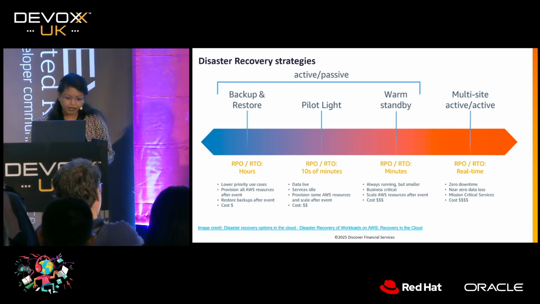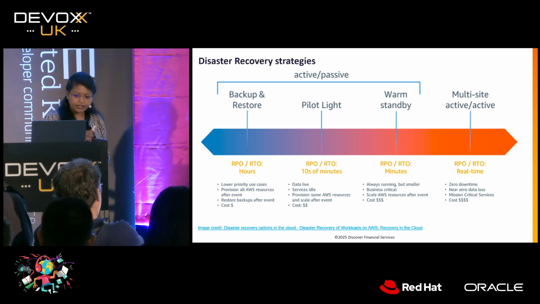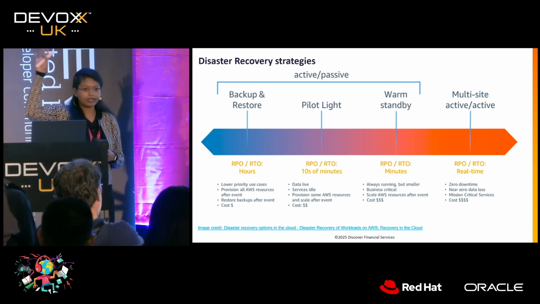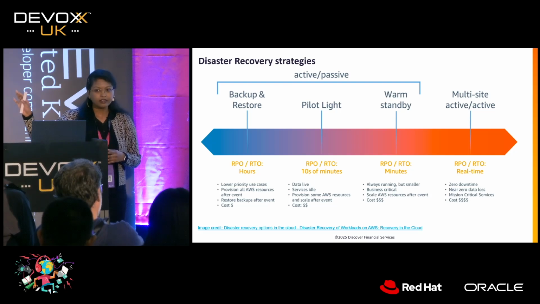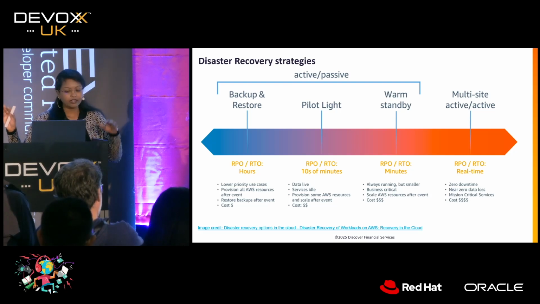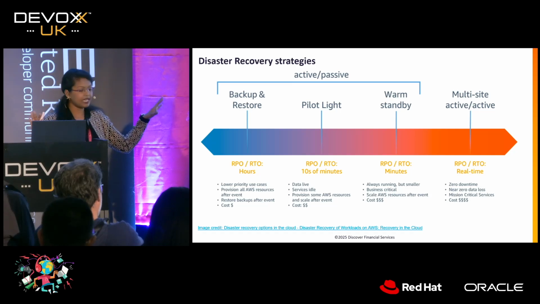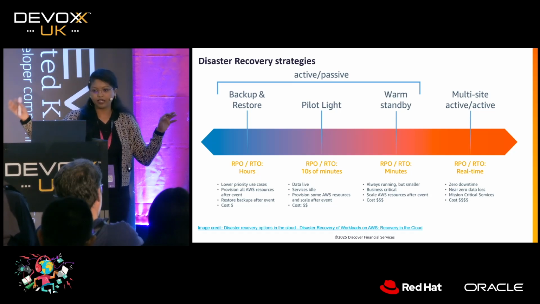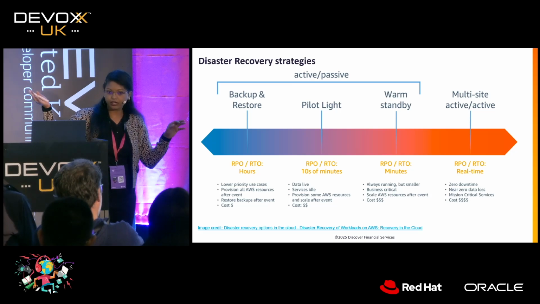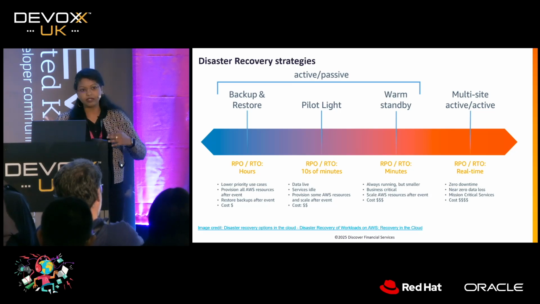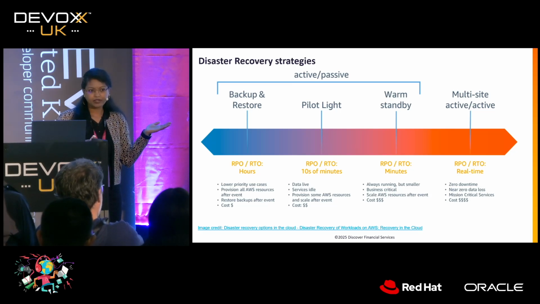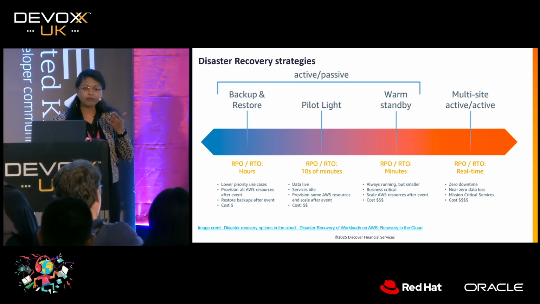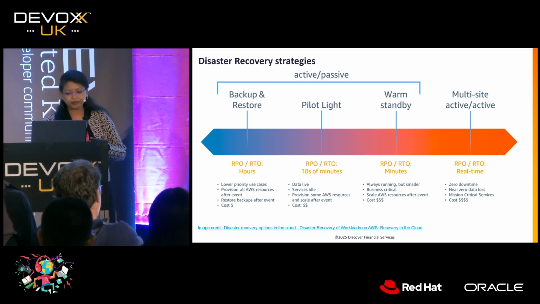So in the second strategy here, pilot light, what we are saying is my data is live on the second side, but my services aren't running. And our system is active on one side. So if there is a downtime, I would just scale up all my services on the other side and route the traffic to the other side, which is better than backup and restore. However, it still incurs some RPO and RTO, which is probably tens of minutes.